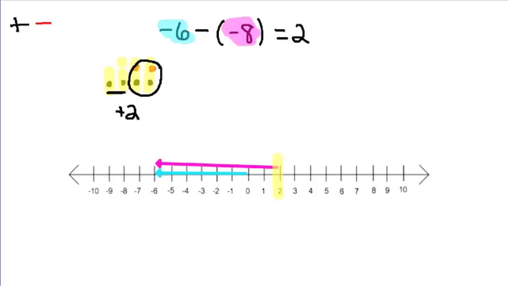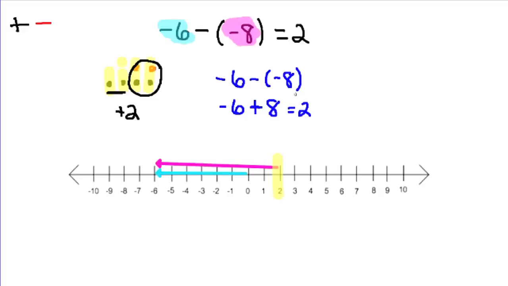The final technique, of course, is by adding the opposite. So we start with negative 6 minus negative 8. And in this case, I will keep my negative 6 the same. That subtraction sign turns into an addition sign, and the negative 8 turns into a positive 8. Negative 6 plus 8 is equal to 2.